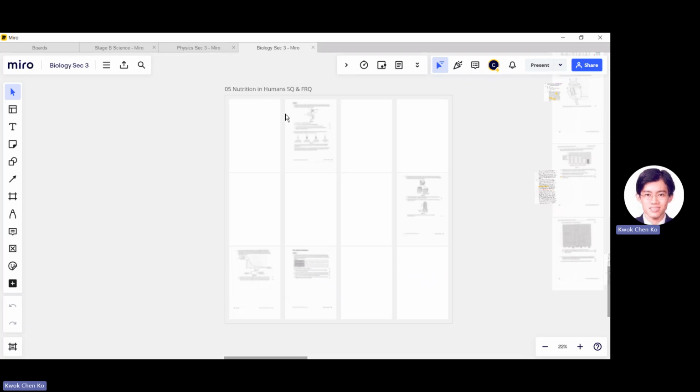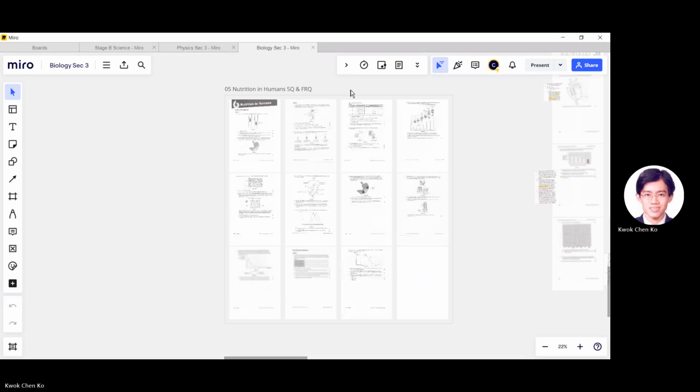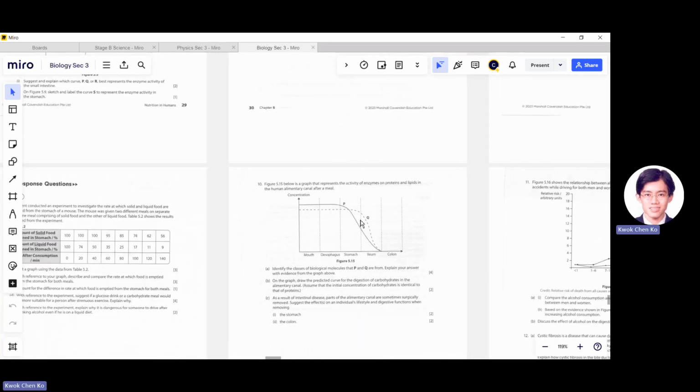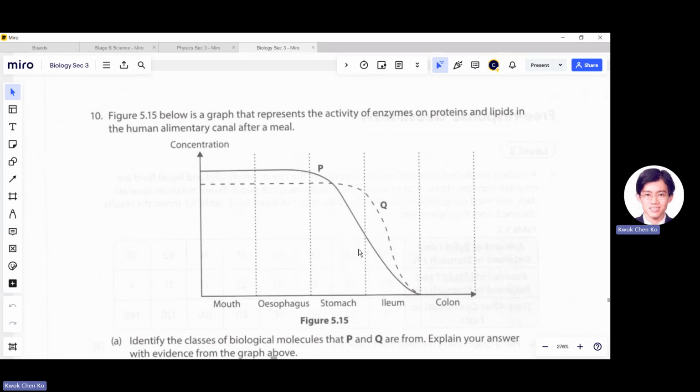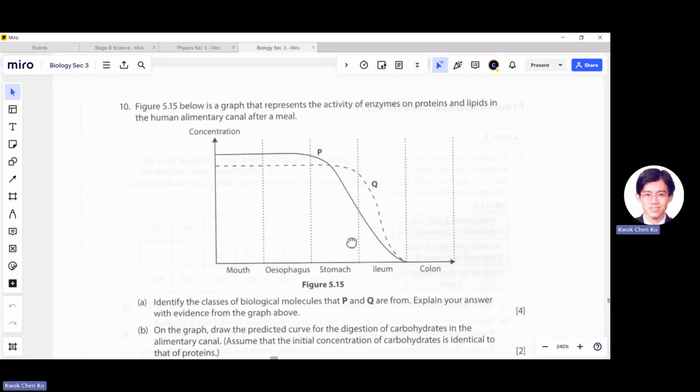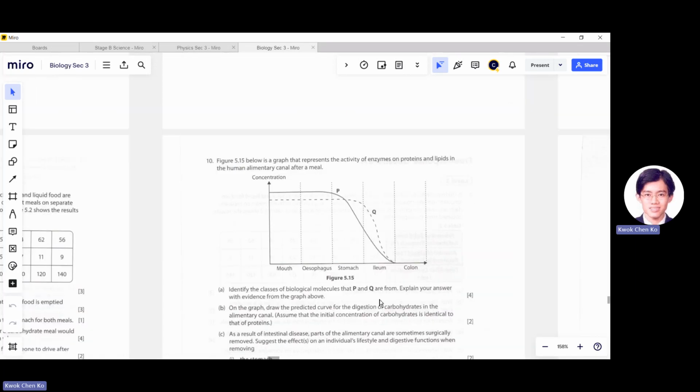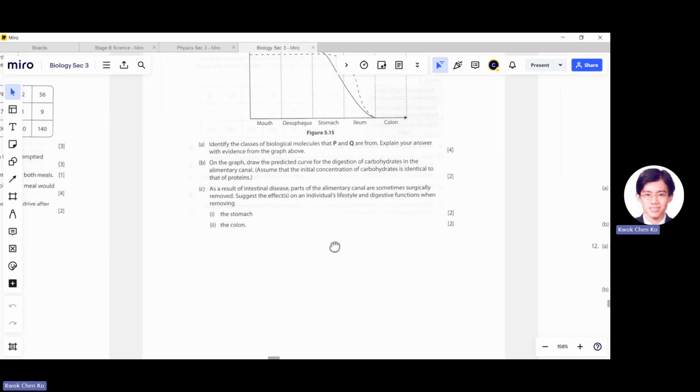Okay, let's see. Bio still loading. All the answers have graphs. This is like a primary school graph, right? But just that they introduce enzymes. Which one? Ileum. Ileum is the first part of your small intestine. No, not the first part, the second part. You also got the spleen. First, second, and last. Yeah.